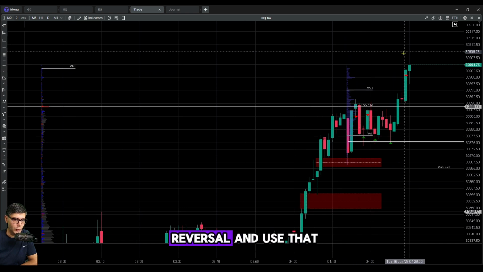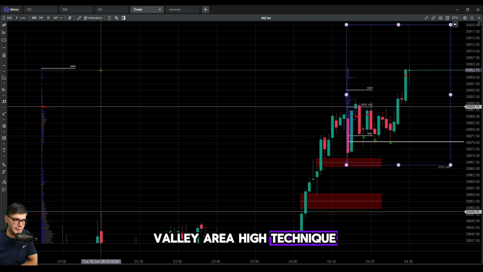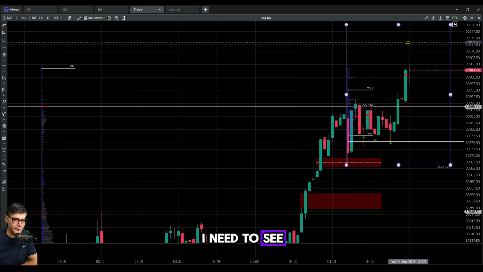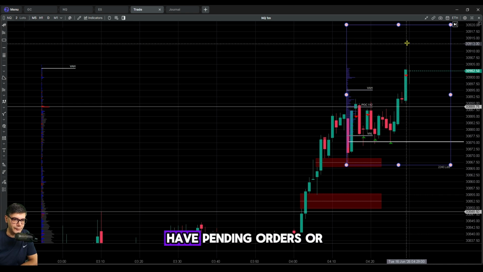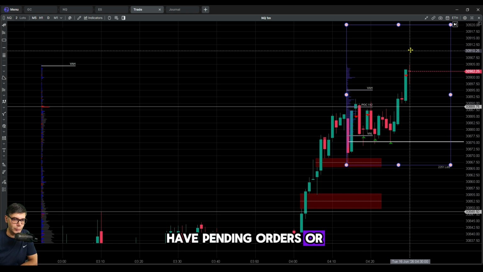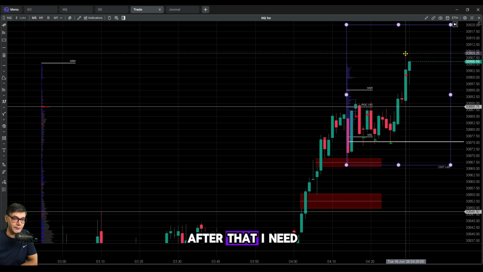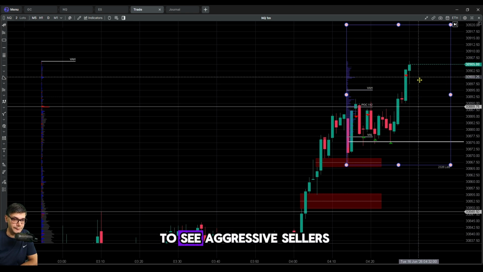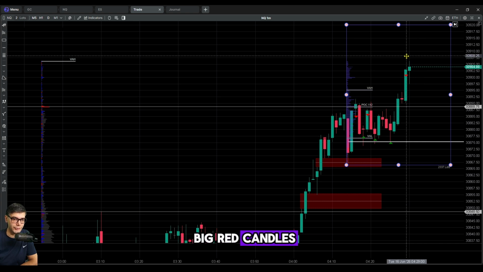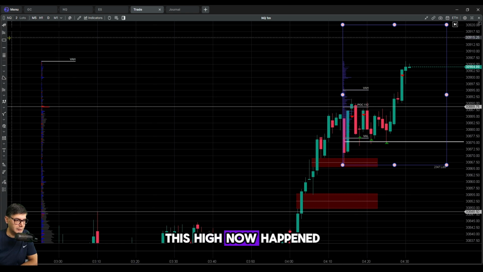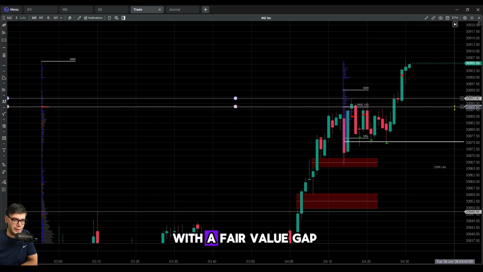If I want to go reversal and use that value area high technique, I need to see wicks. If I see wicks, that means we do have ending orders or passive sellers at the highs. After that, I need to see aggressive sellers, and aggressive sellers are big red candles. This high now happened with a fair value gap.